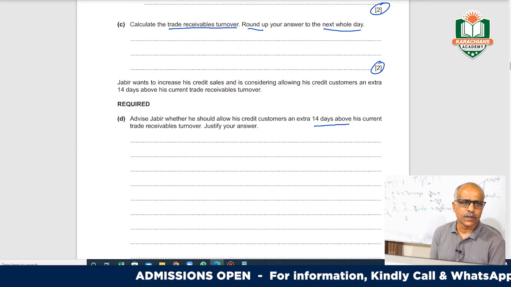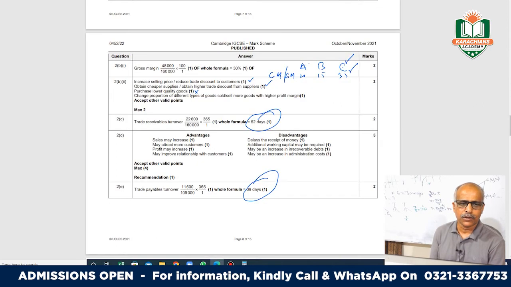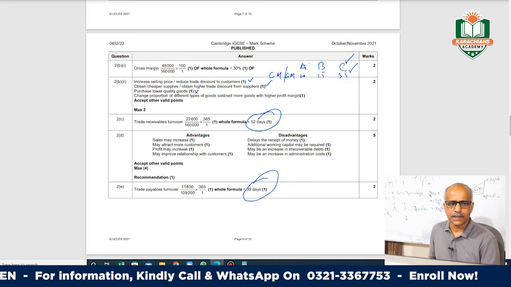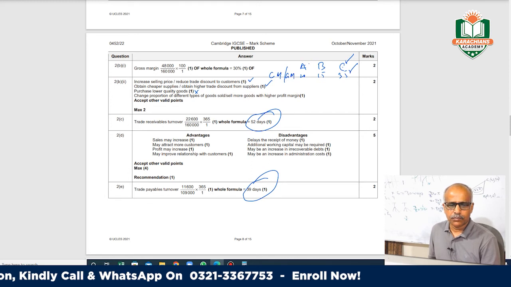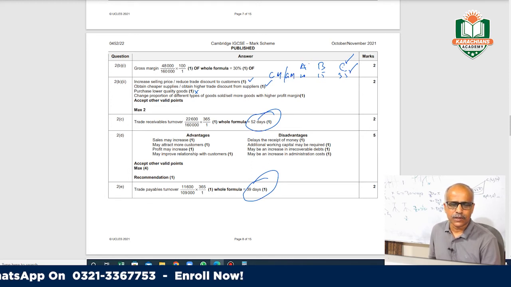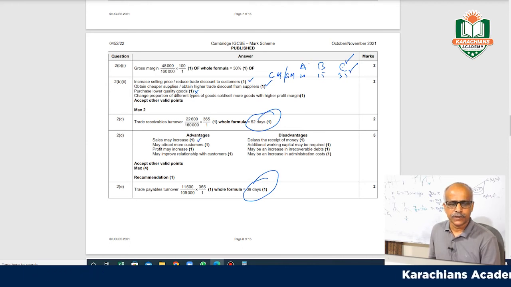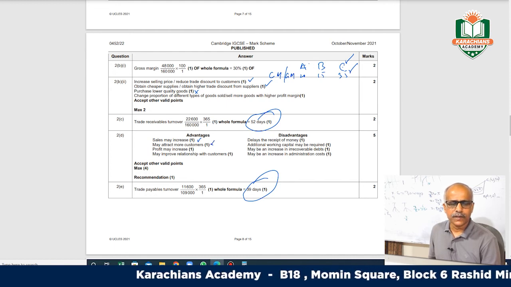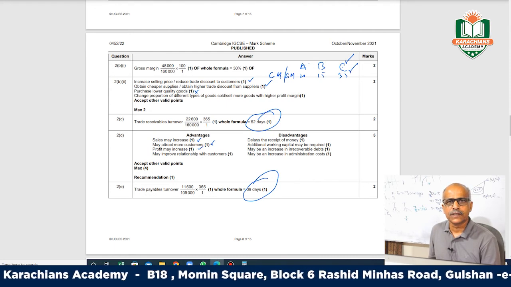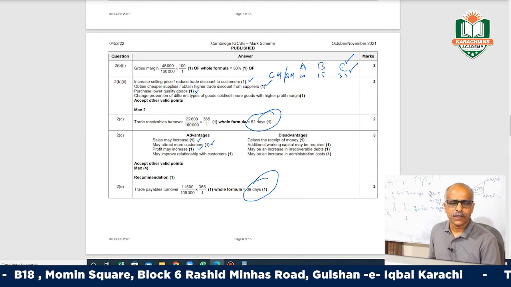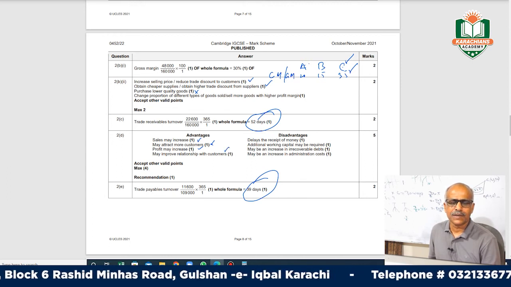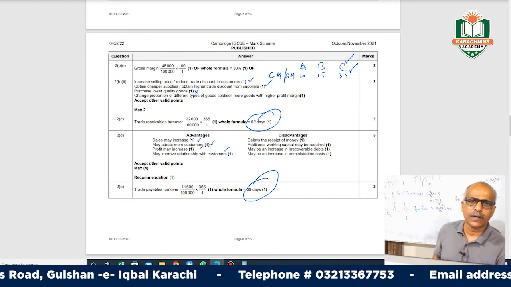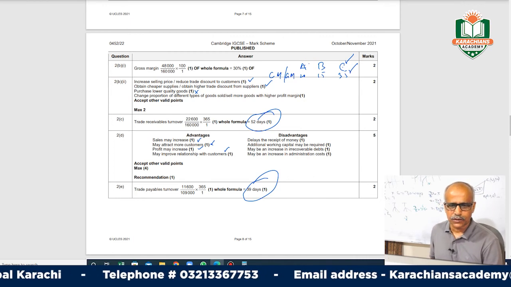But we can see what the marking scheme is saying. It lists the advantages and disadvantages. Sales will increase, this is for sure. It may attract more customers. Profit may increase. Of course, your sales will increase, ultimately your profit will increase. It may improve the relationship with the customer, because you are giving more days.